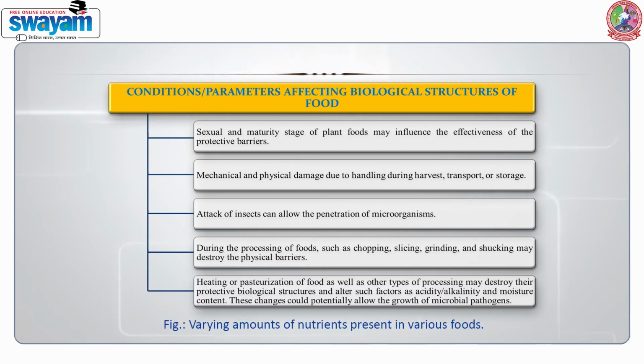Heating or pasteurization of food, as well as other types of processing, may destroy their protective biological structures and alter such factors as acidity, alkalinity, and moisture content. These changes could potentially allow the growth of microbial pathogens.